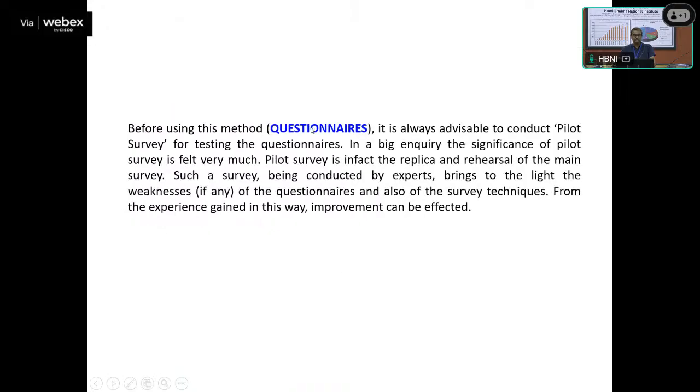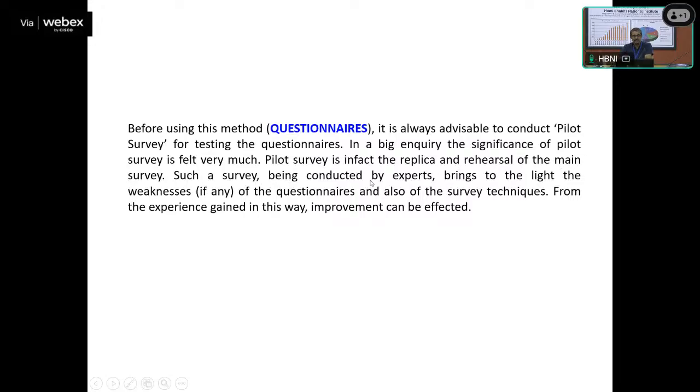Before using this method, questionnaires, it is always advisable to conduct a pilot survey. Before using this method, means the method of questionnaires, it is always advisable to conduct a pilot survey for testing the questionnaires. In a big inquiry, the significance of a pilot survey is felt very much. A pilot survey is in fact the replica and rehearsal of the main survey.